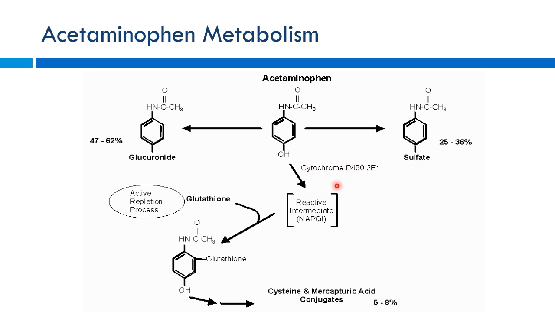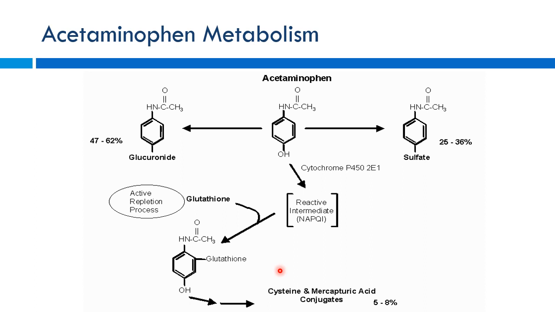A small amount will actually go through this pathway, and you can get what we call this intermediate product called NAPQI, and basically then that will go through a phase 2 reaction where you add a glutathione onto it, and then it can be eliminated through the urine. Okay. So why is this important to understand the metabolism of certain drugs?